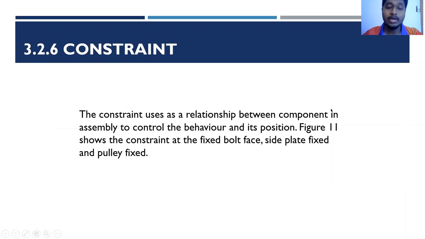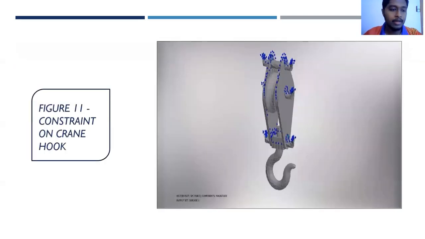So here comes the constraint part. The constraint uses a relationship between components in an assembly to control their behavior and position. Figure 11 shows the constraint at the fixed bolt face, side plate fixed and pulley fixed. So this is figure 11, which was mentioned earlier. This figure 11 shows the constraint on the crane hook.